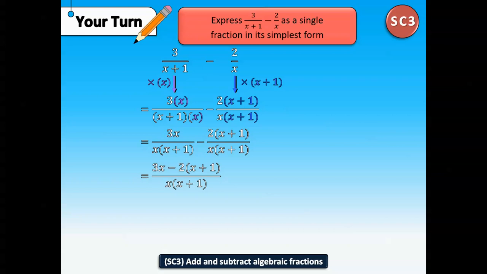Now be careful when you expand the brackets because you need to times the whole of the bracket on top by minus 2. So that becomes 3x minus 2x minus 2, which simplifies to x minus 2. And on the bottom, we should have x brackets x plus 1.